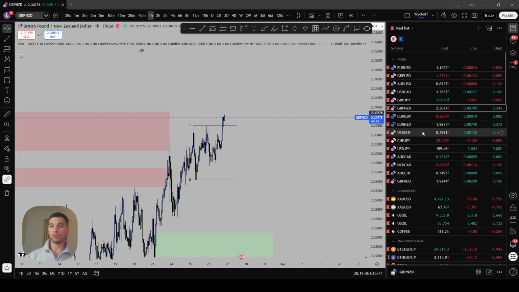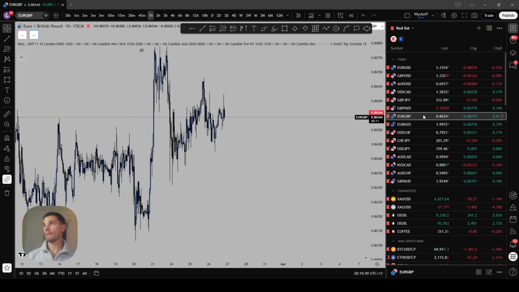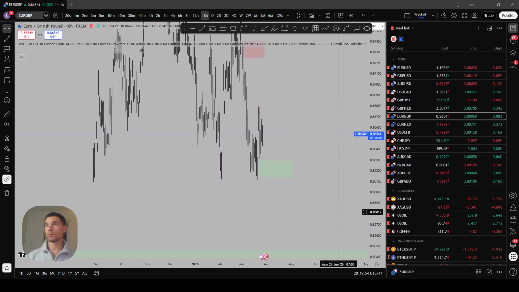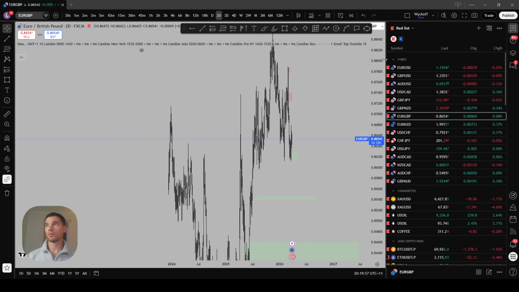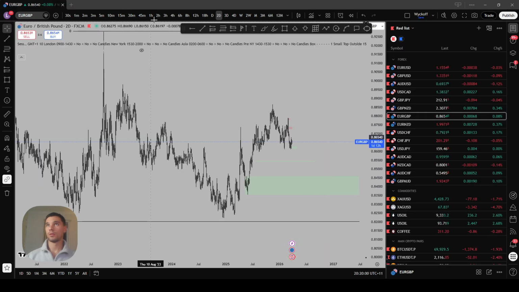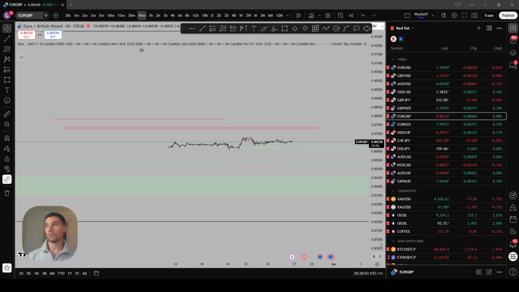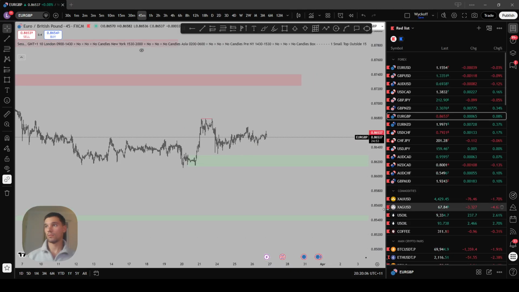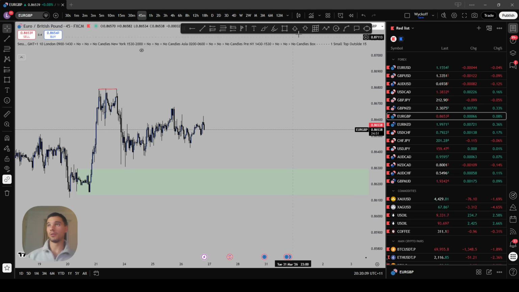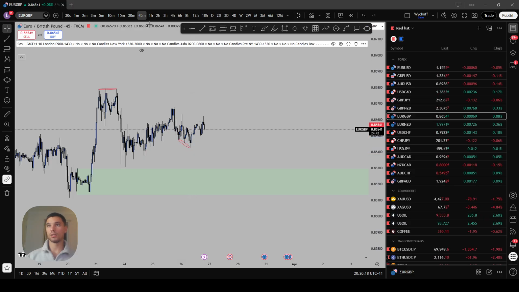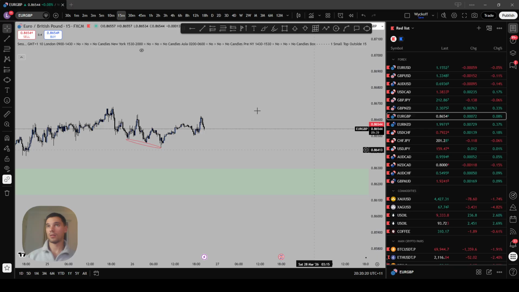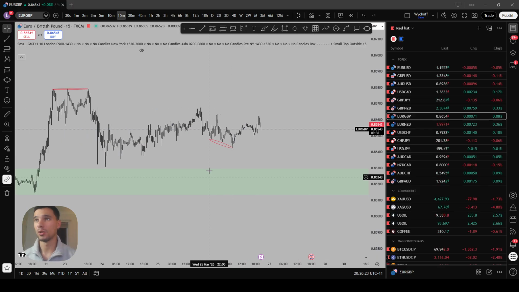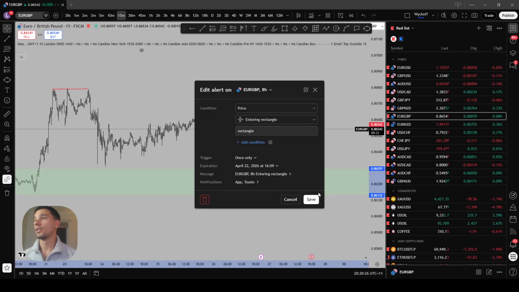Let's have a look at Euro GBP. We can see we accumulated here really nicely. Textbook. That is lovely to see. Nothing here at the moment, still waiting for price to reach some of these key levels.